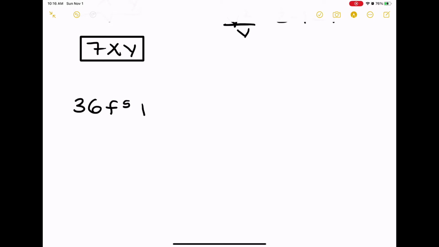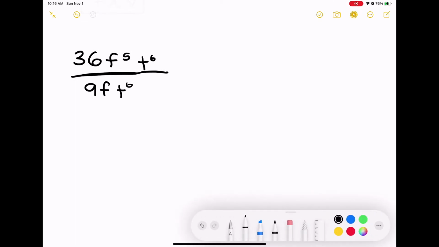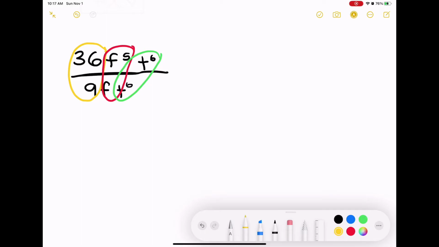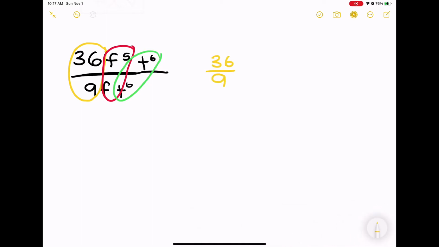Now let's take another problem. 36 f to the 5th power t to the 6th power divided by 9 f t to the 6th power. So as I said before, we're going to take the coefficients and all the like terms. The like terms here are 36 and 9, f to the 5th and f, t to the 6th and t to the 6th. If we put all those and divide all the like terms individually, we will end up with all of this broken down like so.